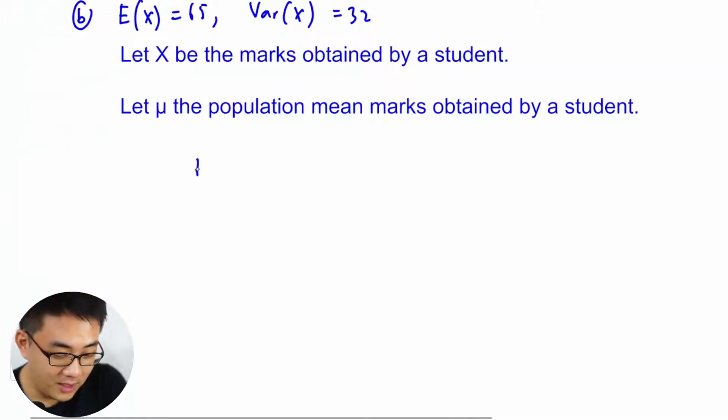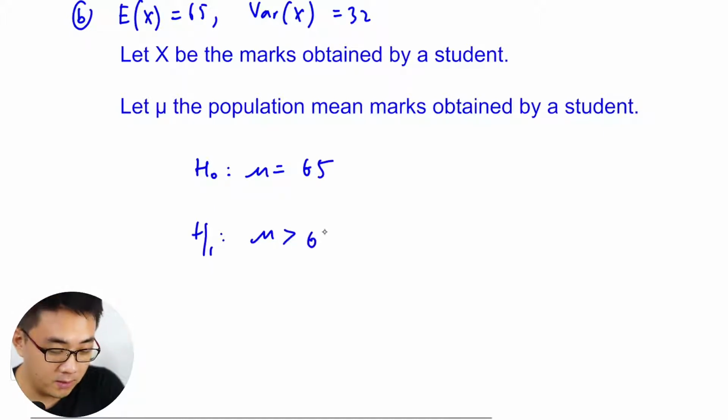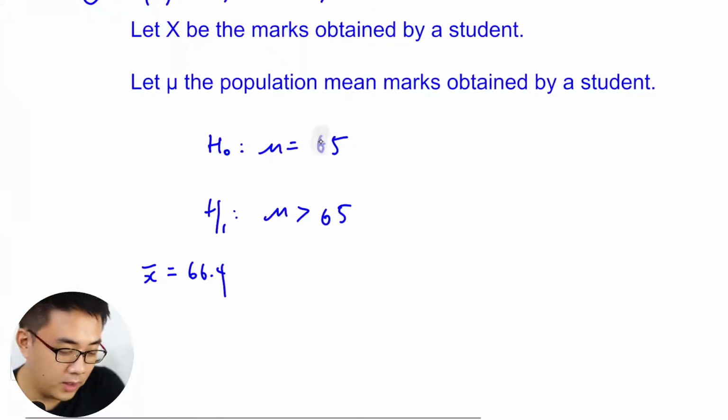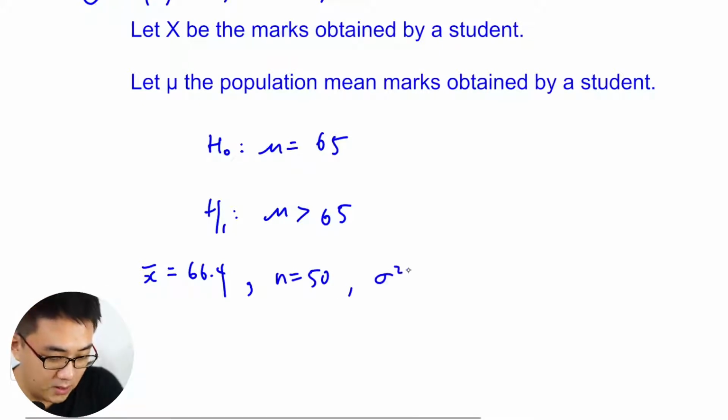So this is definitely a one-tail test. Mu initially started off with 65 marks, right? H1, you want to see whether it improves or not, so it has mu more than 65. Right now, the sample mean is 66.4. Is it significantly a lot more than 65? That's the question. Whether you can accept it or not. And n is 50, and then sigma square is 32.